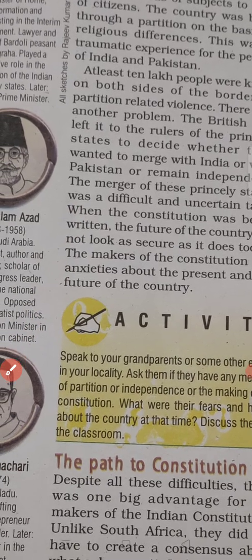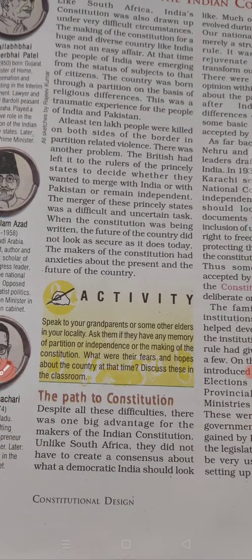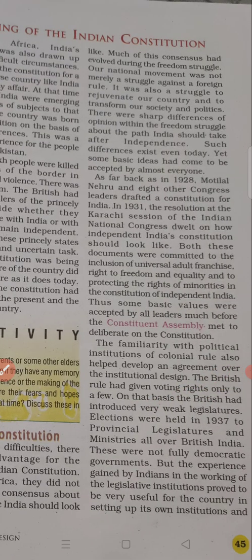And the second question that you can write down: how did the Indian Constitution get its path? The answer you can start: it got its path from Motilal Nehru. And you can start: in 1928, Motilal Nehru and 8 Congress leaders drafted a constitution for India. In 1931, the resolution at the Karachi session of the Indian National Congress stated how independent India's constitution should look like.